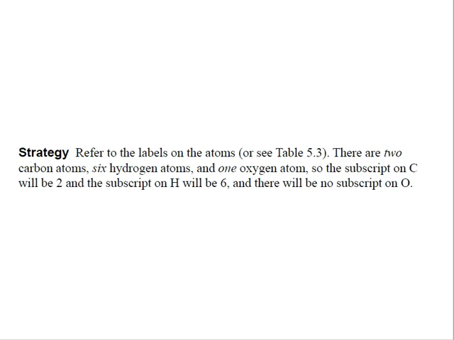So refer to the labels on the atoms. What color represents the element? There are 2 carbon atoms, 6 hydrogen atoms, and 1 oxygen atom. So our solution is C2H6O.